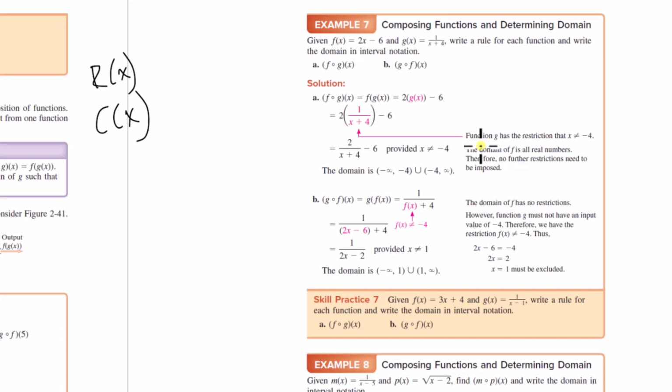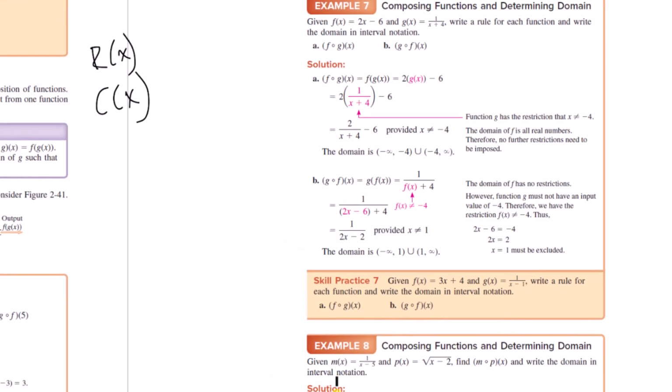Okay, so what's the domain of G? X is not equal to minus 4. So that's part of the domain of the composite function. Now you look at the composed function and say, we know x can't be minus 4, but is there any other x value that would cause the composite function to not exist? Then that's outside of the domain as well. Okay, so we're going to work examples and you'll get a better feel for this.